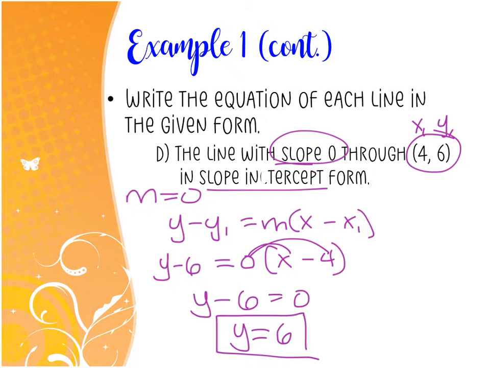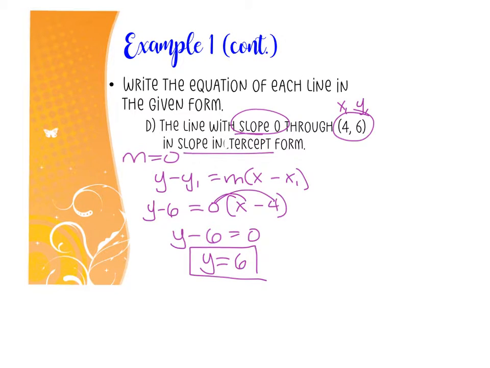Now think about what this means. What kind of a line has slope of 0? 0 would be what kind of a line? A horizontal line, right? Does that make sense? Yes? And if it's horizontal, then it's a y equals a number equation. So this should make sense.